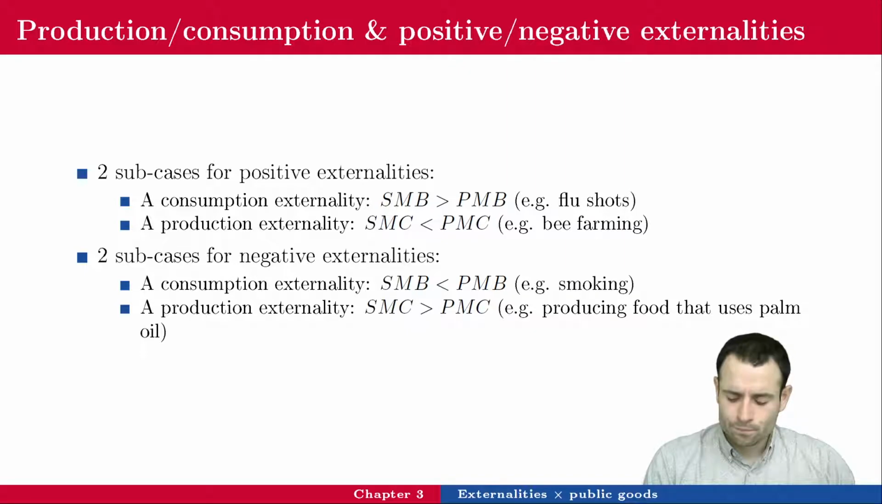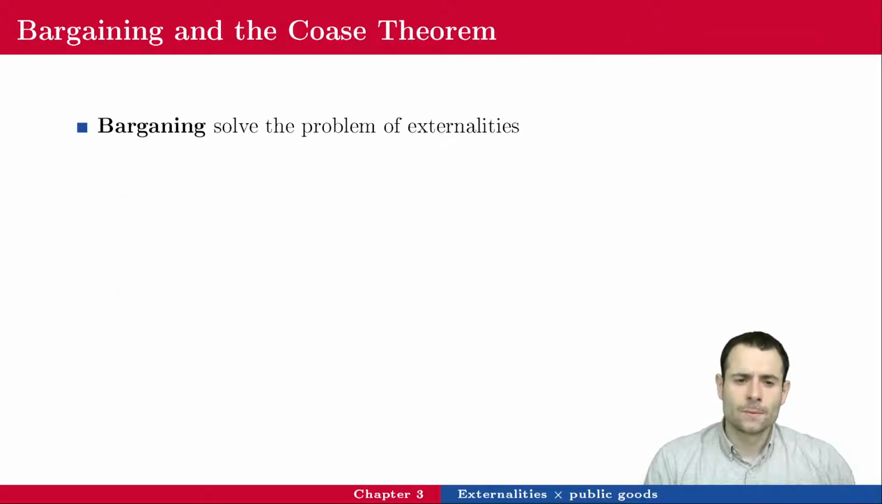Now, how can we solve the problem of externalities? How can we make sure that the market on its own will be able to reach a Pareto efficient allocation? Bargaining could be a way.